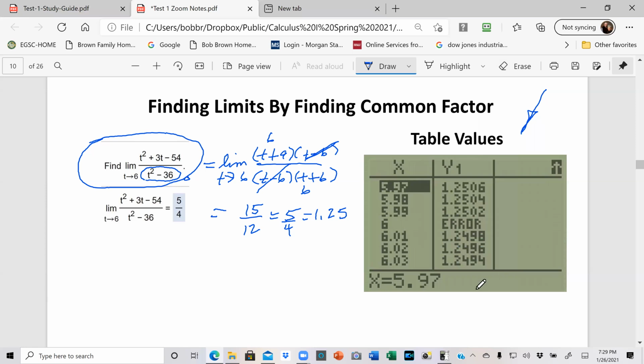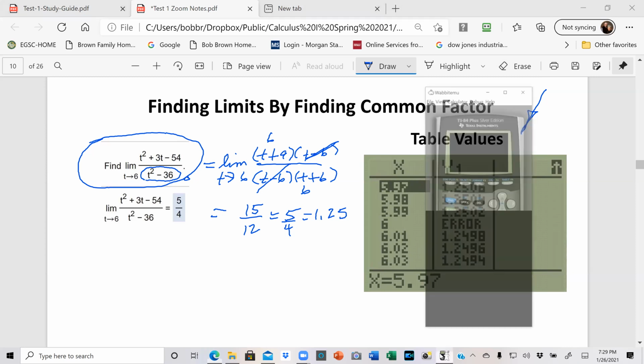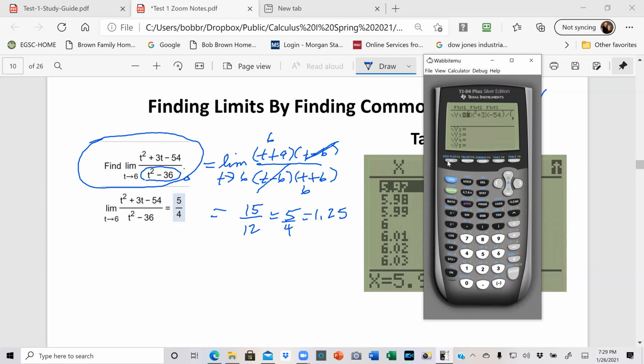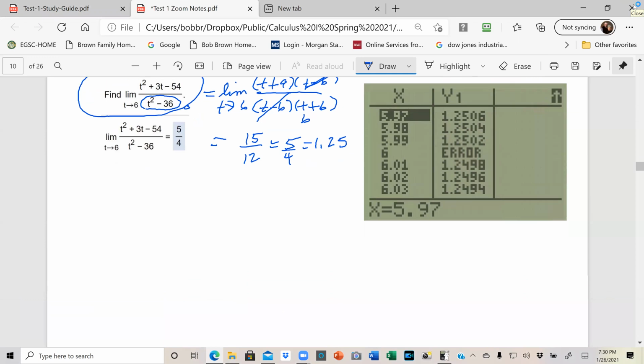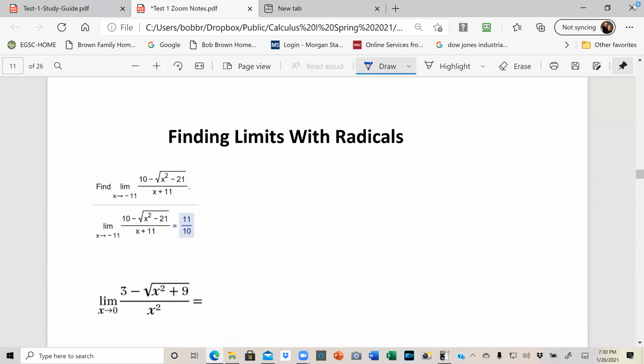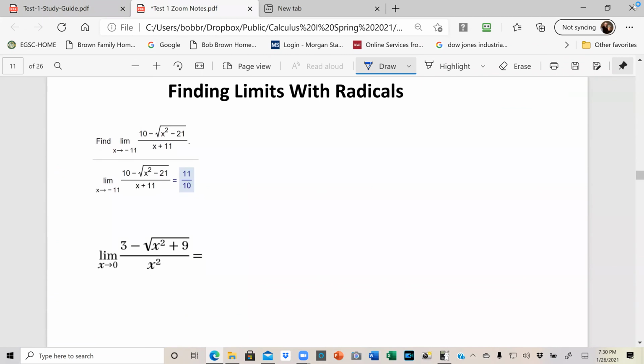I got 36 on my table. Well, I really can't see what you did with your calculator, but did you plug in the function like this? X squared plus 3x minus 54 divided by x squared minus 36. I didn't put the second part in parentheses. That is a killer if you do not use parentheses. So just come back and look at the video and get it correct, okay? And then you will generate one just like this. I see it now. Got it. Okay, good.